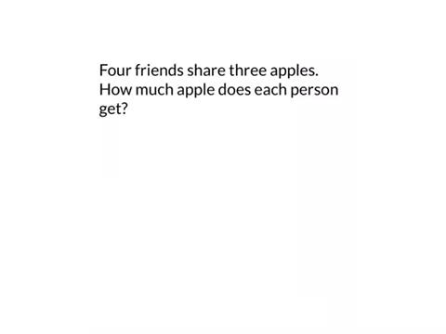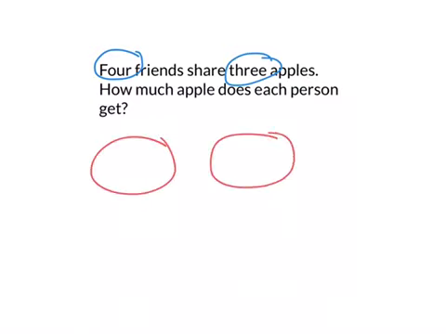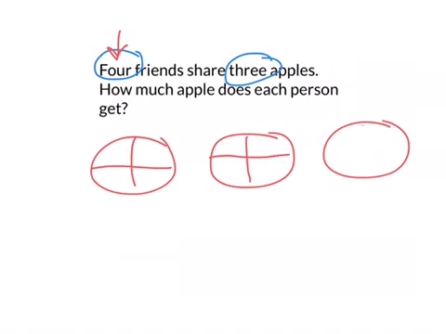The things we need to look up first is how many friends there are. There are 4 friends, and how many apples there are. There's 3 apples. What do they have to split up? The apples. So we're going to draw 3 apples. 1, 2, 3 apples, and we have to divide each apple up into 4 friends. So I'm going to go like this to divide each apple up into 4 friends. So there's 4 pieces to each apple.